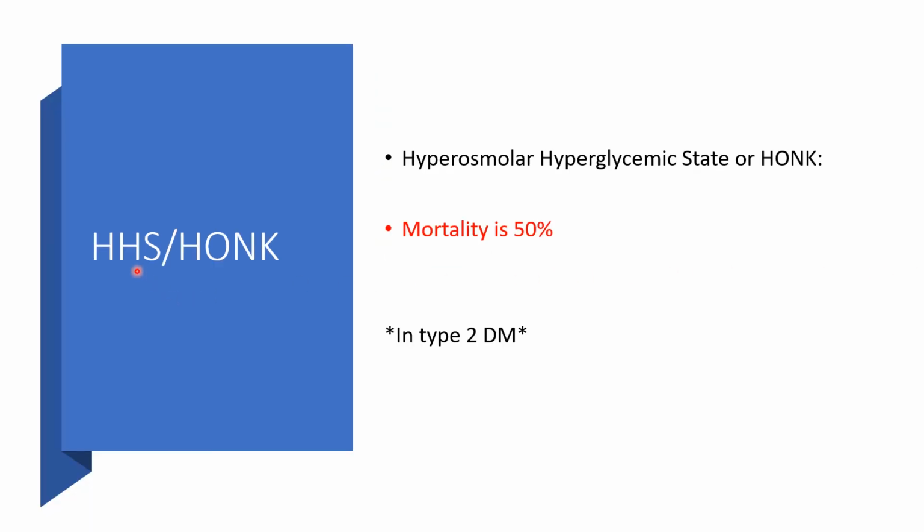Now, hyperosmolar hyperglycemic state, or hyperosmolar non-ketotic state. This is going to happen in type 2 patients. Mortality here is horrible. It's about 50%. So 50% of people with type 2 diabetes who come down with hyperosmolar hyperglycemic state, which some will call hyperosmolar non-ketotic state, will actually die. 50% would die.